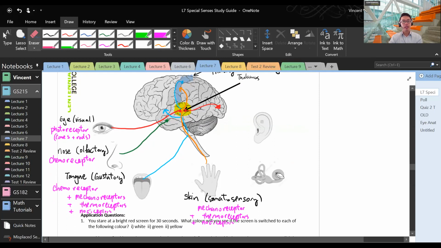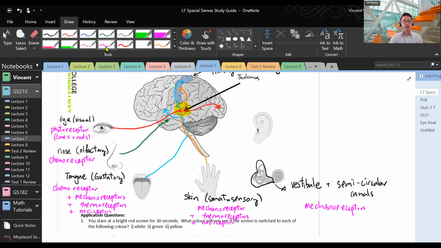Next, we have two different things here. So we have the ear coming up, so I'm just going to be focusing on this part here. So this is the vestibule, plus the semicircular canals. So the receptors we have is mechanoreceptor.